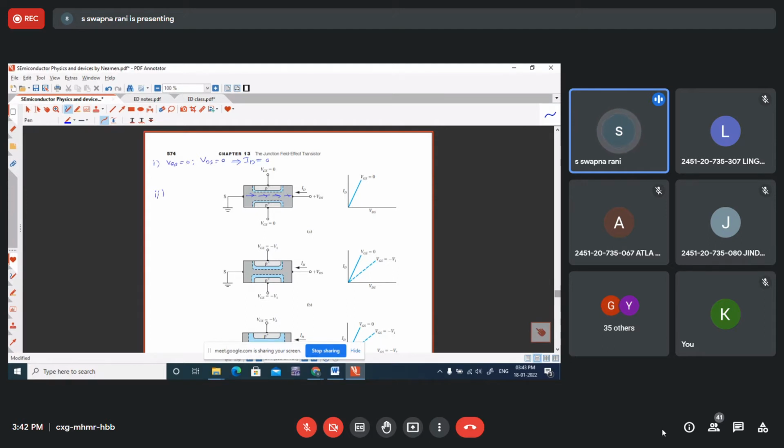And the second case, this is the diagram figure A. We will talk about VGS is 0.